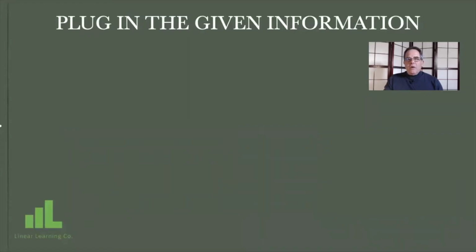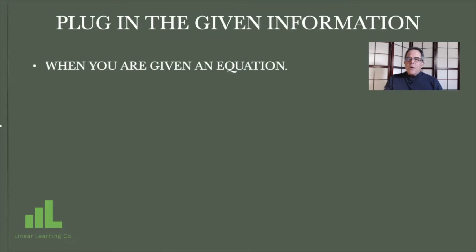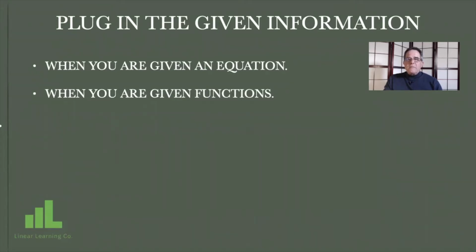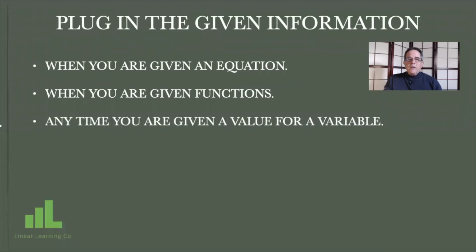When do we get all the information we need so that we are plugging in the given information? We're going to see that whenever they give us an equation, we'll have all the information we need to solve the problem. When we're given functions, again, we'll have everything we need to make sense out of this. When we're given a value for a variable, make sure you replace the variable with that number and then just follow the instructions. And that, at the end of the day, is exactly what we're doing.